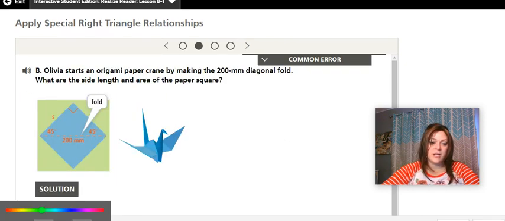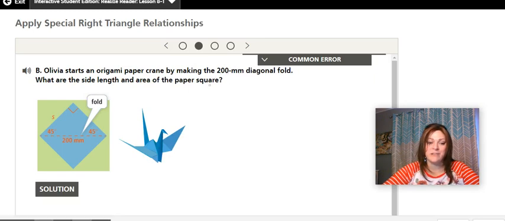Olivia starts an origami paper crane by making a 200 millimeter diagonal fold. So here it is across this square. These are both the same. We've got a 90. So it's a 45, 45, 90. This side is going to be S, which means this side is also going to be S. So we're thinking 45, 45, 90 rules. Those rules say that the hypotenuse equals the side length times square root of 2.